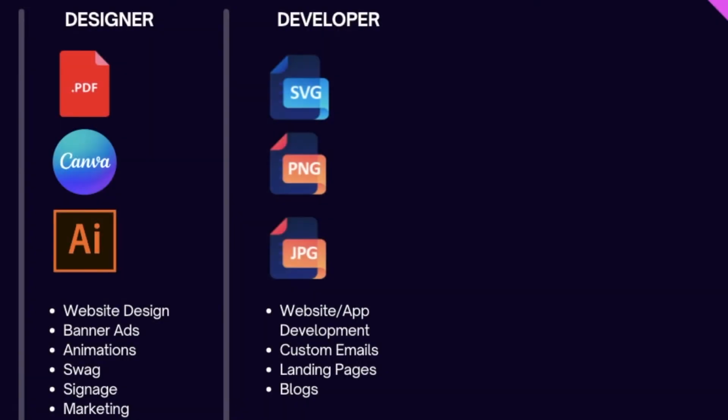So with a developer, you need to send them the SVG file. And this is a scalable vector graphic file that they can change and tweak and adjust and make their own, that you need to send to them. You can send them a PNG. You can also send them a JPEG file. And they usually need this for a website or an app development. They can customize your customers' emails or landing page or even blogs.